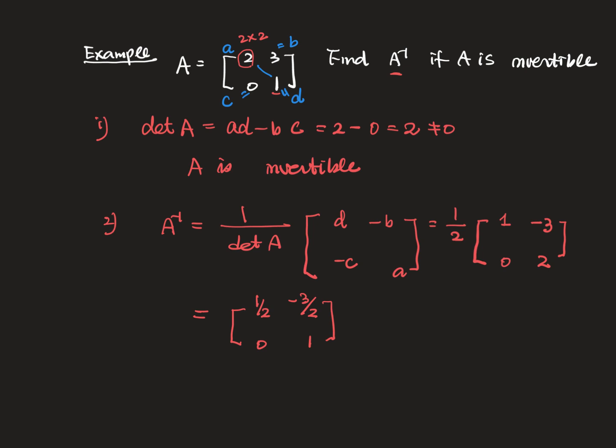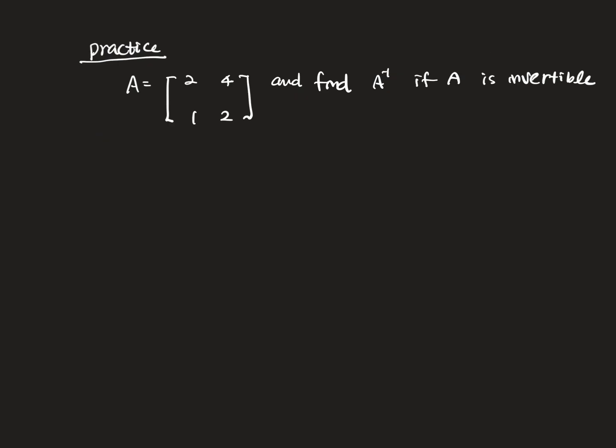So first you have to check the determinant, very important. The determinant cannot be 0. Then you can find the inverse matrix. Okay, practice. Pause the video and try it by yourself.